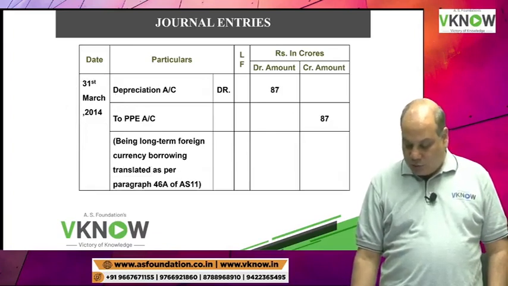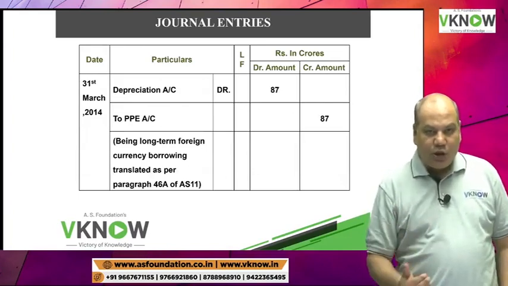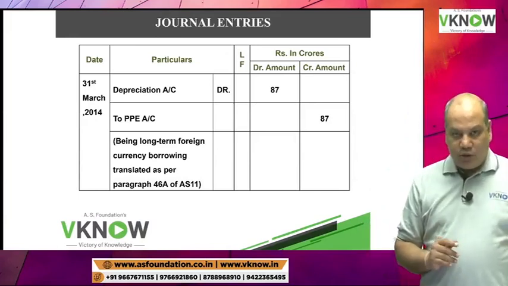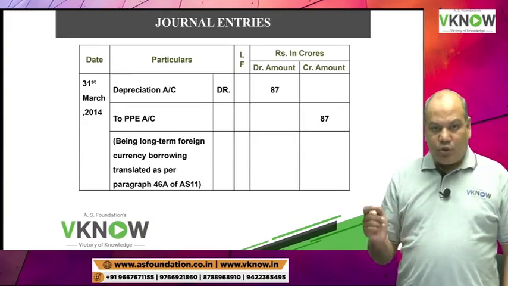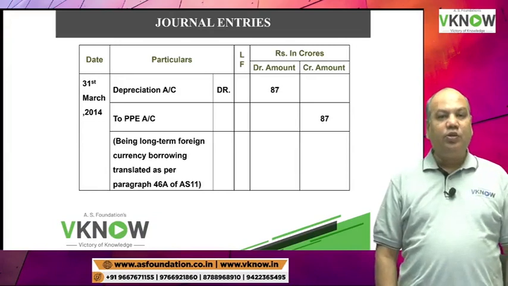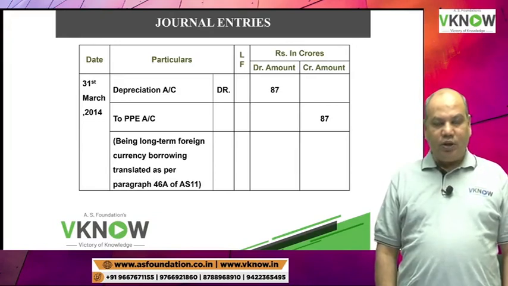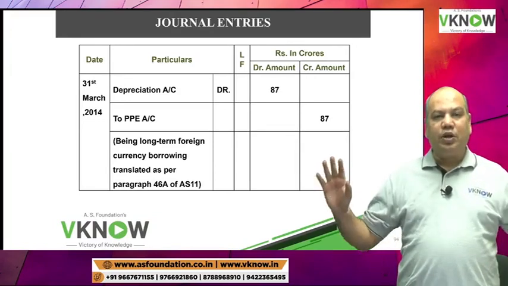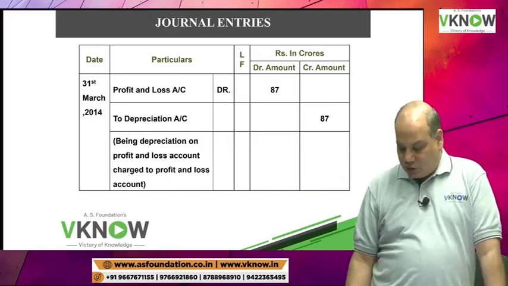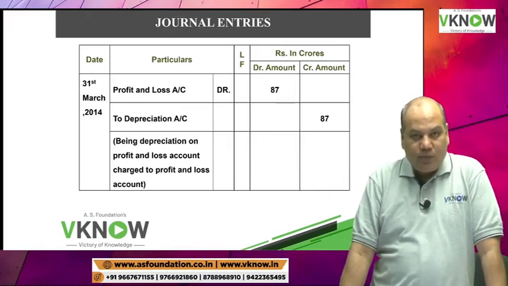This asset value will change. The revised value will be depreciated over the remaining years. The calculation has been done for you. Entry: depreciation account debit to PPE account 87. The calculation has been done in the table. Now only concentrate on writing. Narration is homework. Next entry, 31st March 2014.